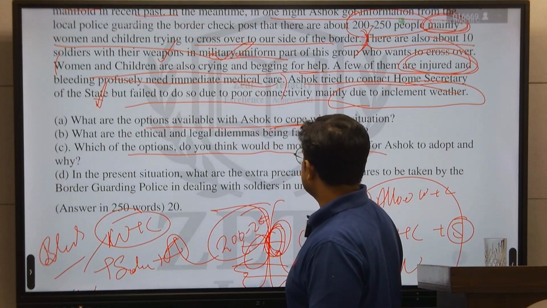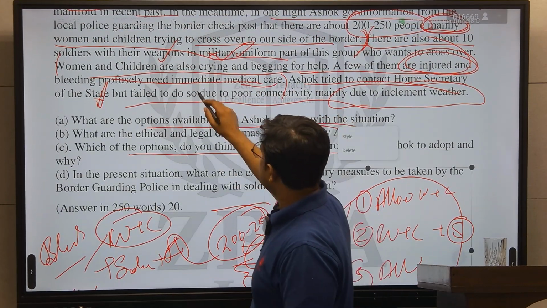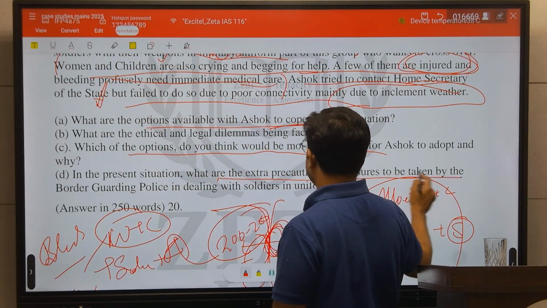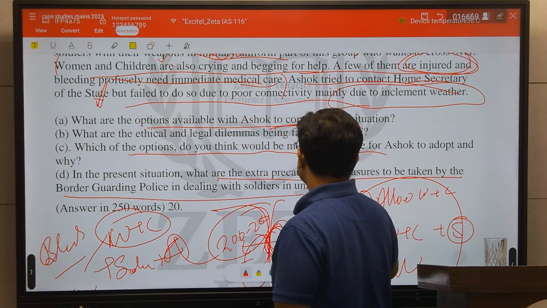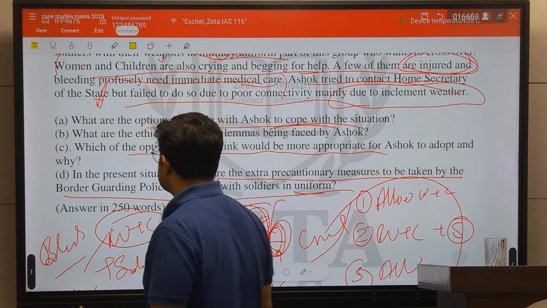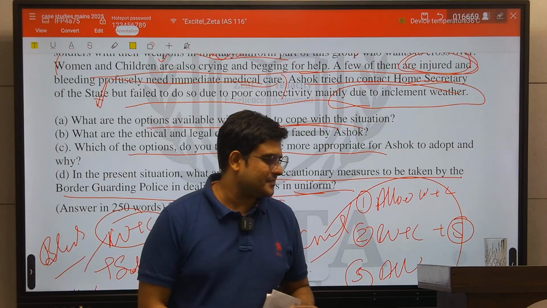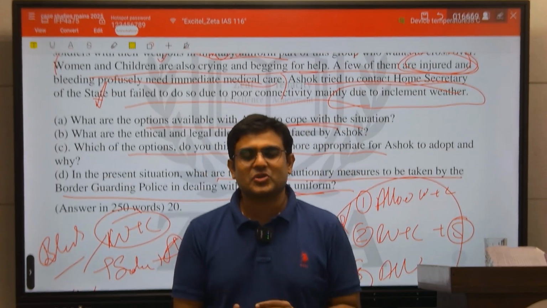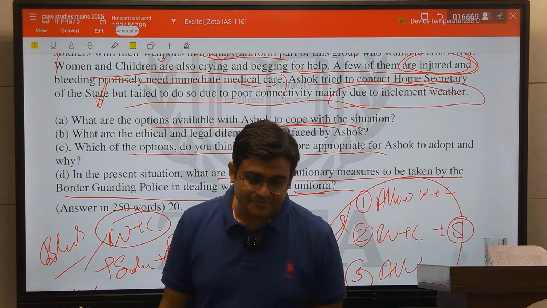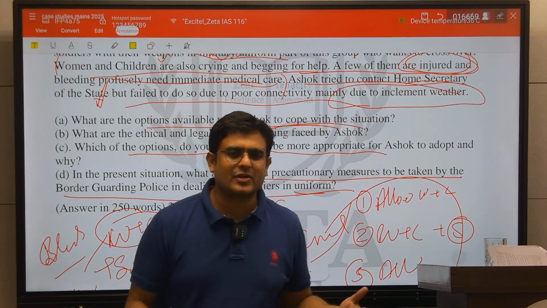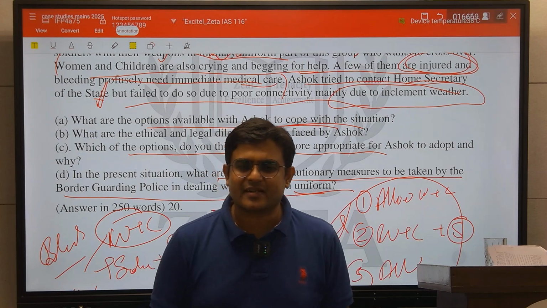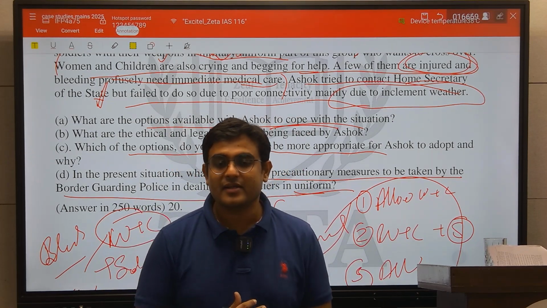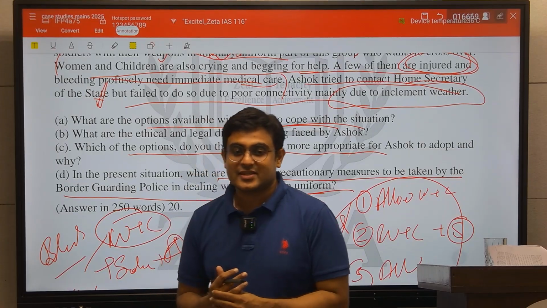Now part D: in the present situation, what are the extra precautionary measures to be taken by the border guarding police in dealing with soldiers in uniform? Yes, the border guarding police should treat them with dignity and respect. They are coming, but make sure you disarm them. Verify whether they are carrying any hidden explosives, etc. Treat them with dignity, because it has implications for international relations. And there is also the ethics of war as well.